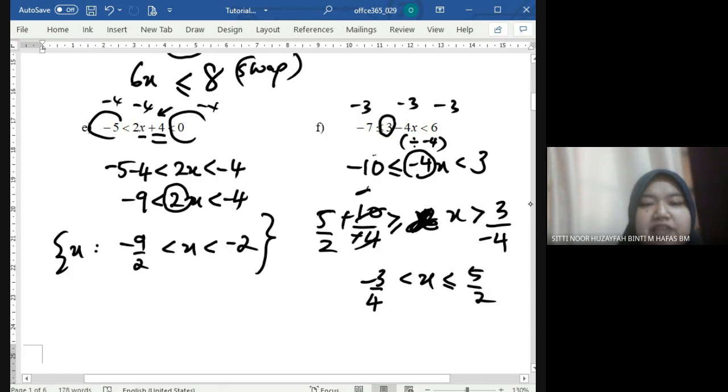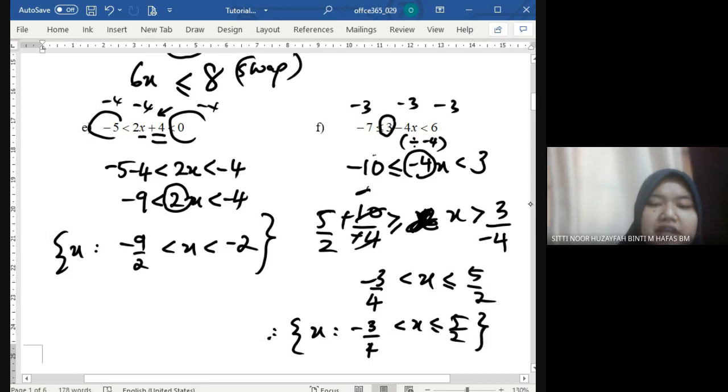Tapi saya tunjuk sebab kita memang bahagi dulu negatif 4. Then there is change of direction kat sini. So final answer it should be a set of x such that x is from negative 3 over 4 to 5 over 2. Where negative 3 over 4 is not included.